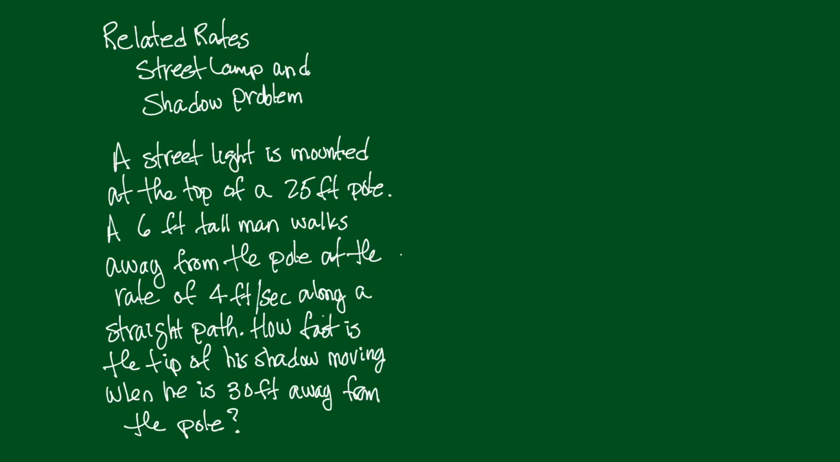This is the street lamp and shadow problem. It's well known in calculus, and most calculus students see it. So let's take a look at it. What we have is this. There's a street light mounted at the top of a 25-foot pole.